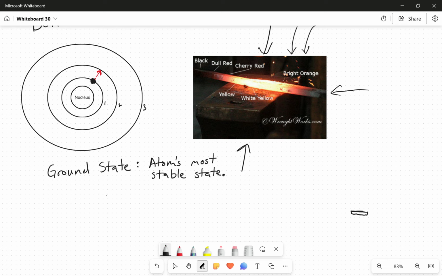Now, when this electron jumps up to the next ring, Bohr calls this an excited state. And that's where electrons move to higher energy levels.